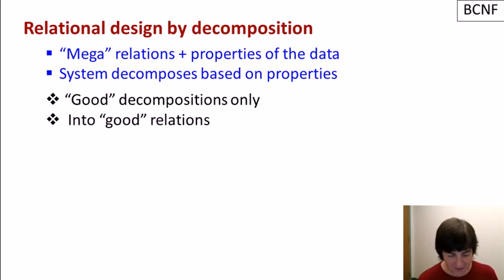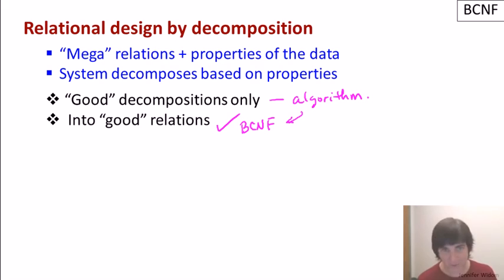So here we are again talking about our decomposition process. So now we know what good relations are. They are in BCNF. And we saw earlier what good decompositions are. So now we're going to give an algorithm that's going to perform good decompositions, and those decompositions are going to yield decomposed relations that are in Boyce-Codd normal form.